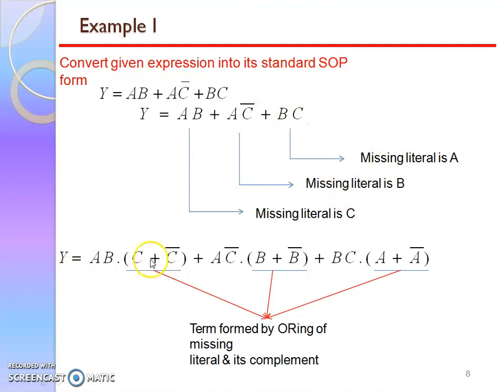Now, our second step is to multiply each product term by the sum of the missing variable and its complement, that is ab into c plus c bar. Because we don't know whether the third literal is c or c bar, that's why we multiplied by c plus c bar. Plus a c bar, here b is missing, that's why b plus b bar, plus bc. Again a is missing, that's why we multiplied by a plus a bar.